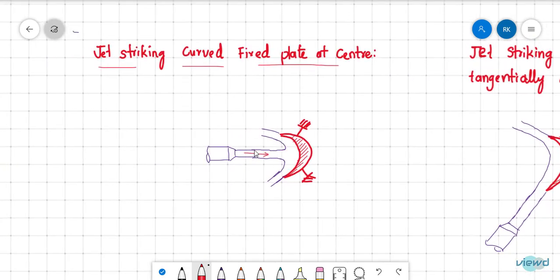So this is the curved plate, and this is velocity v with which it is impacting this curved plate. The fluid splits in this way, tangentially to this plate. I am considering this as a symmetrical plate. If this is a symmetrical plate, outlet blade angle and inlet blade angle both will be the same. I am considering it as theta. So this is the inlet blade angle, and this is the outlet blade angle.